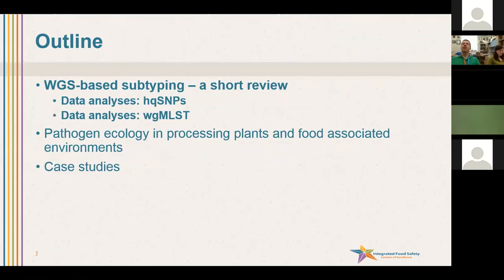What I'm going to cover is a quick overview review of whole genome sequencing-based subtyping. Some of you may or may not have been at the previous installations of this, and then focus a little bit on background and pathogen ecology in processing plants. What do we know about foodborne pathogens in processing plants and food-associated environments, and from that then move into some of these more interactive case studies.